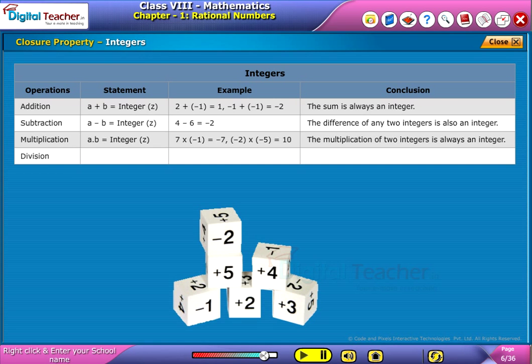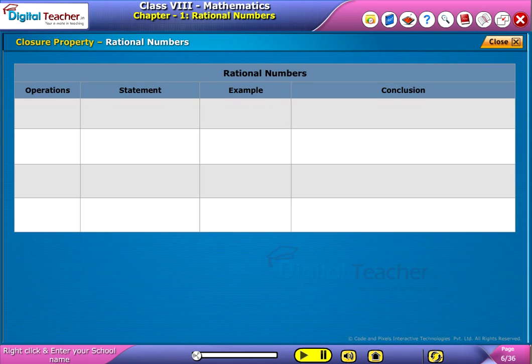Under division, it states that if two integers are divided, the result is not an integer. For example, 7 by 5 is equal to 1.4. It concludes that the division of two integers is not an integer. Let us see the closure property of operations on rational numbers.